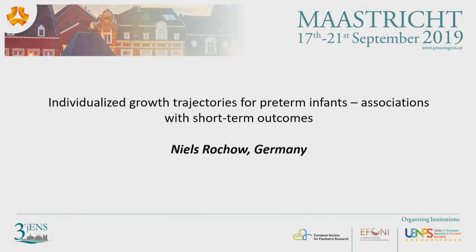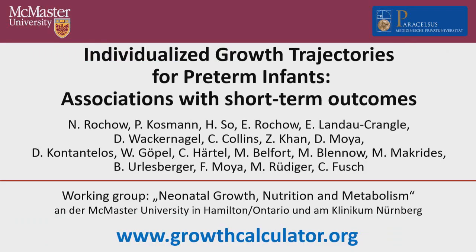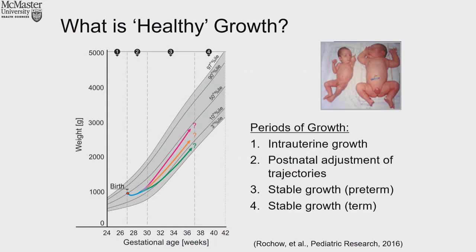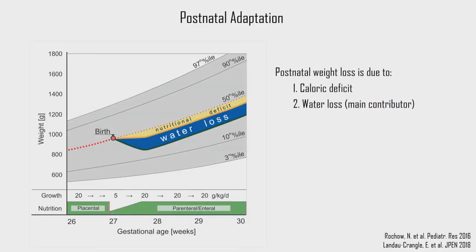I present individualized growth trajectories for preterm infants, association with short and long-term outcomes. We have a huge study group. It was a multi-center international study. Growth can be divided in different periods. We have the time of intrauterine growth, then there's a postnatal adaptation, and then there is a period of stable growth of preterm infants, here shown at 3, and then the transition to the normal term growth.